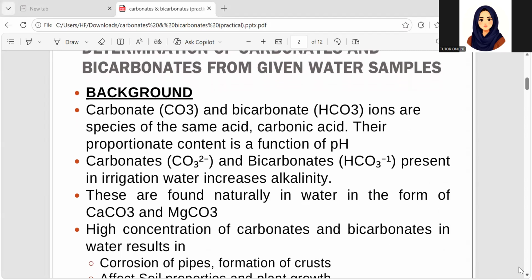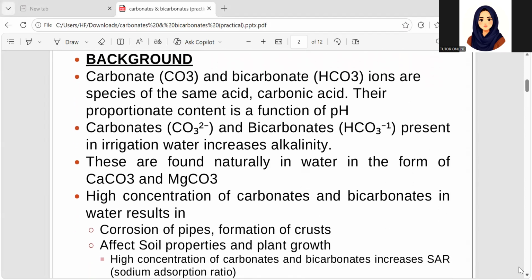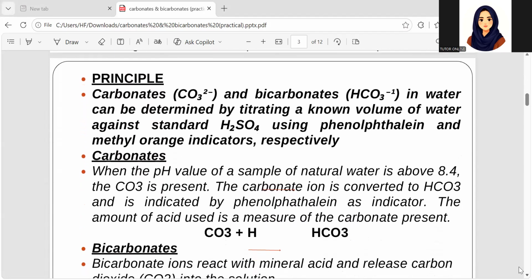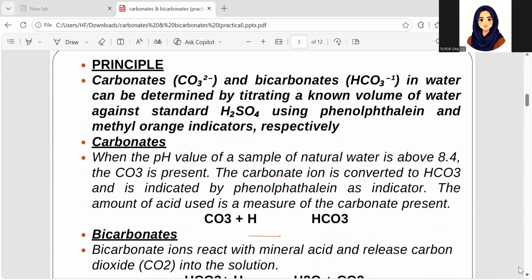High concentration of carbonates and bicarbonates in water results in corrosion of pipes, formation of crusts, and affects soil properties and plant growth. High concentration of carbonates and bicarbonates increases SAR, which is sodium adsorption ratio. High carbonates and bicarbonates precipitate calcium carbonate and magnesium carbonate when water evaporates. Sodium then replaces calcium.